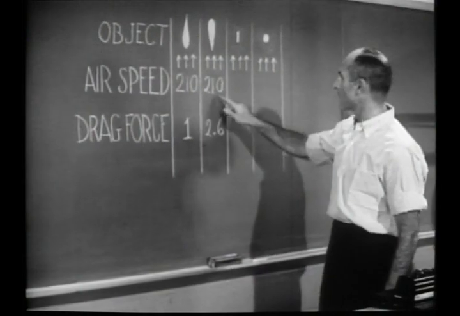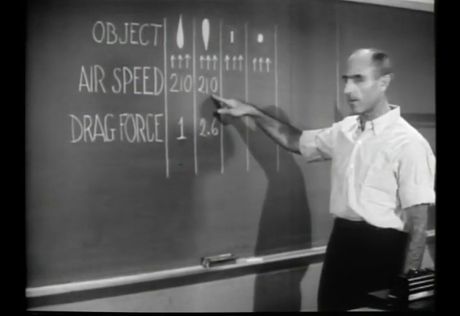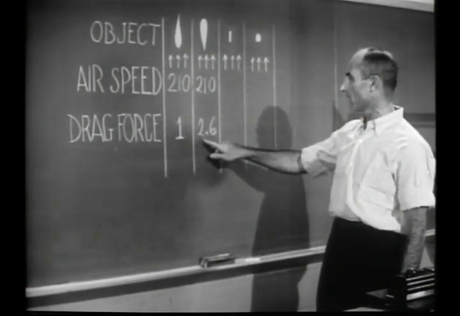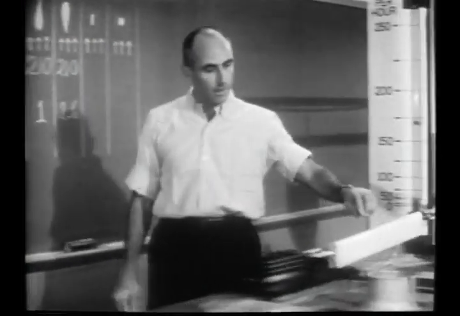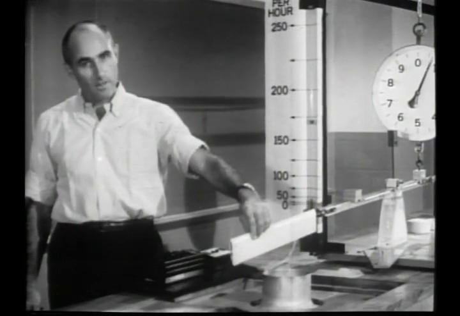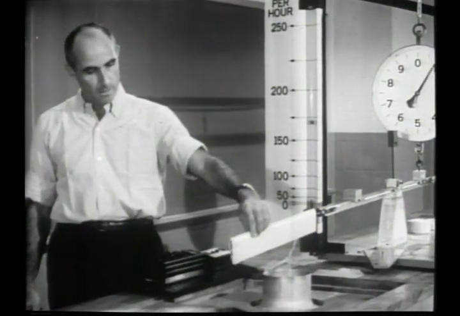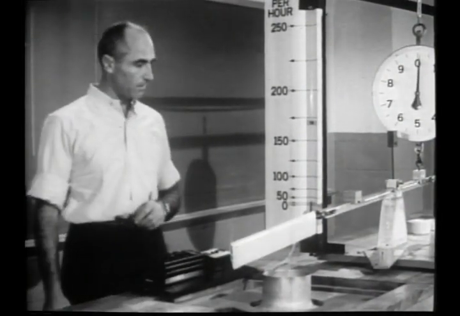We did reach the same speed of 210 miles per hour, and we saw that the scale read 2.6. The drag of the airfoil the wrong way around, therefore, is about 2.5 times greater than the drag when it is the right way around.